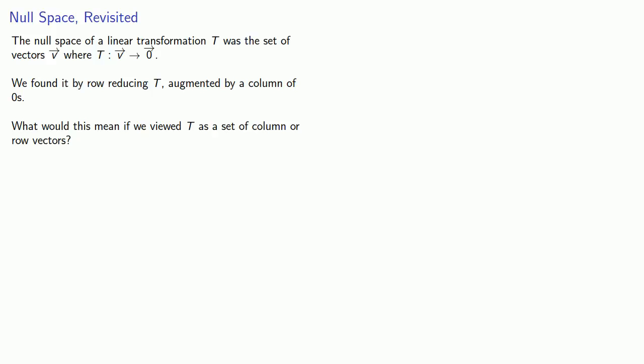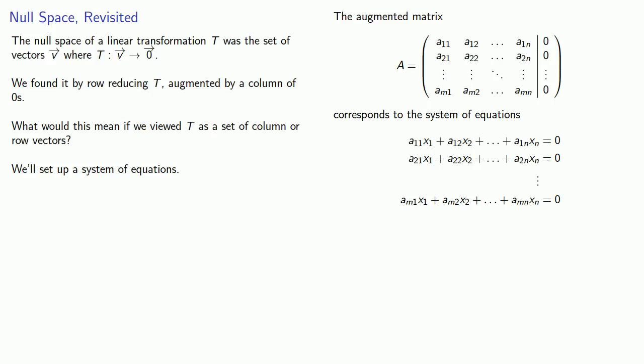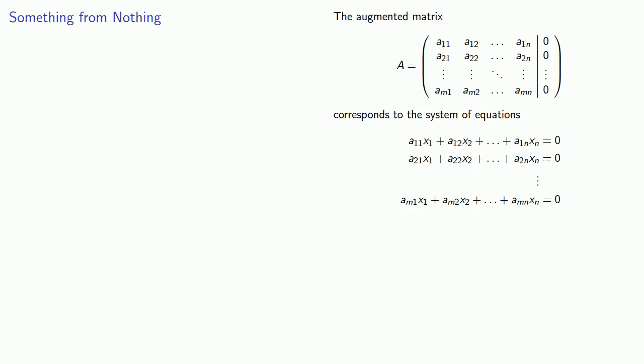Well, to answer that question, we'll set up a system of equations. So if we consider our augmented matrix, it corresponds to the system of equations. But the system of equations is exactly what we need to solve if we are looking for linear combinations of our vectors equal to the zero vector. And this leads to the following result.